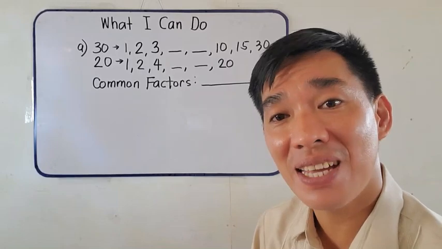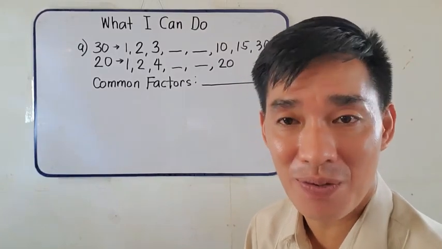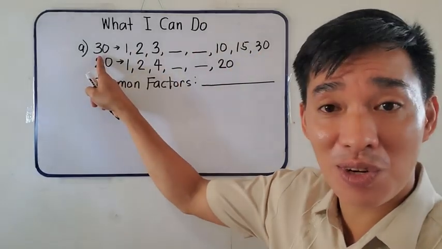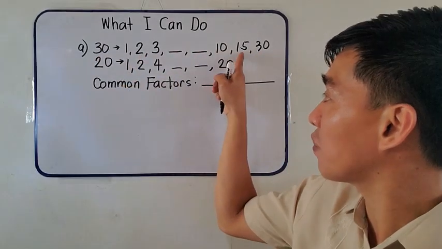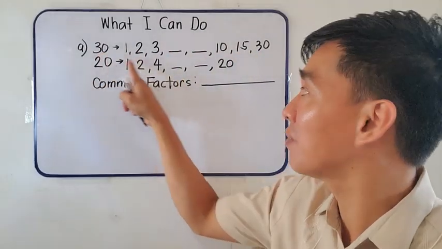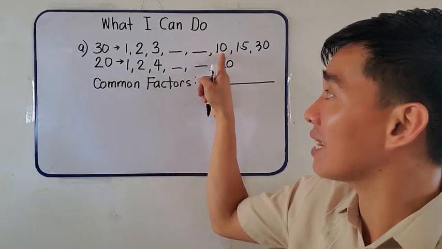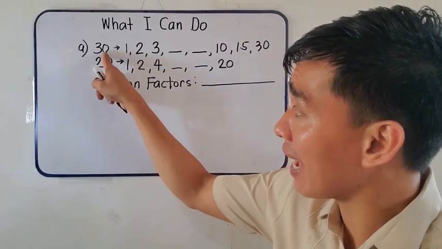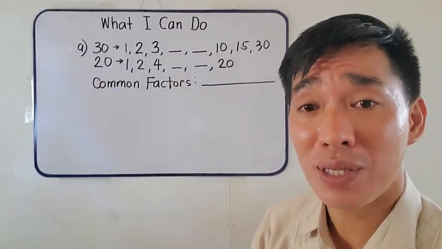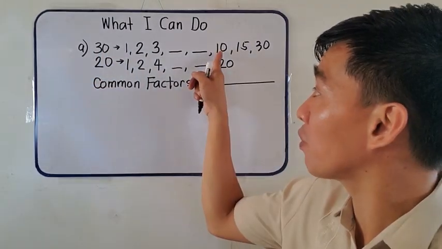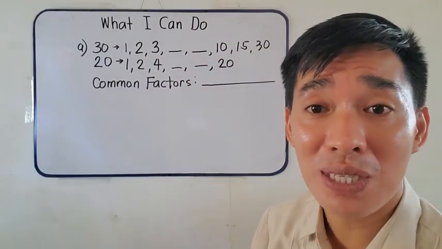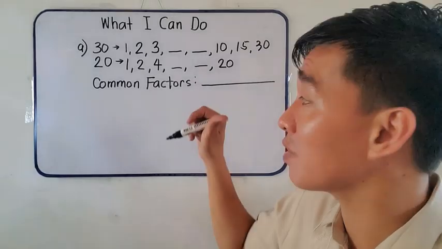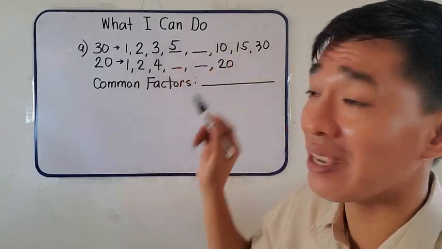To easily identify them, let us pair the factors. 1 paired with 30, the answer is 30. 2 paired with 15, the answer is also 30. 3 paired with 10, the answer is also 30. Now, 30 ends with 0, so obviously it is divisible by both 10 and 5. Therefore, we have a missing factor here, which is 5.